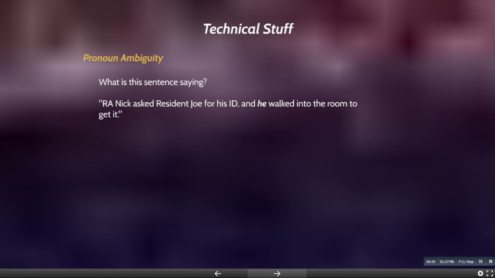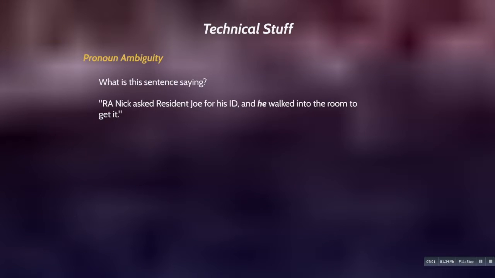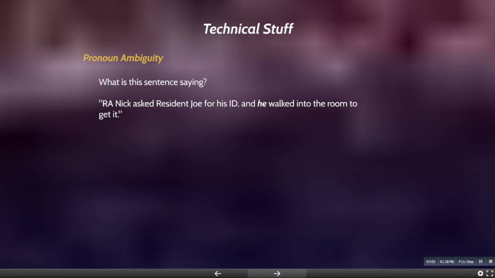You also want to look out for what we call pronoun ambiguity. So consider what this sentence is saying. R.A. Nick asked resident Joe for his ID and he walked into the room to get it. Doesn't seem very clear. It's hard to determine who is doing what action.